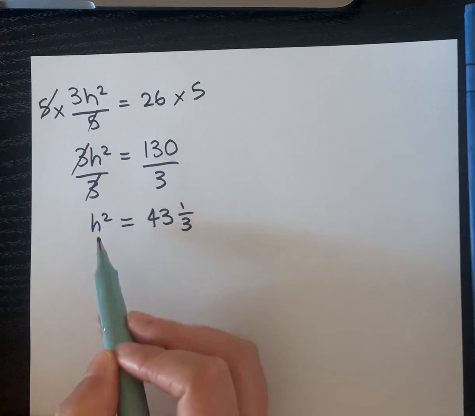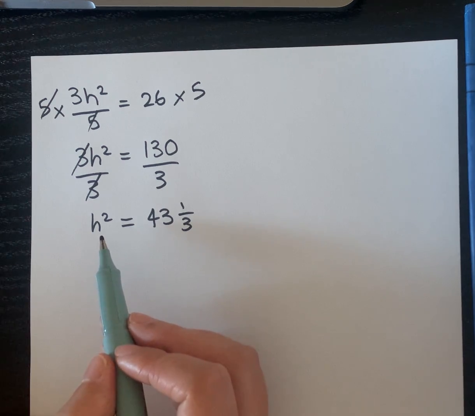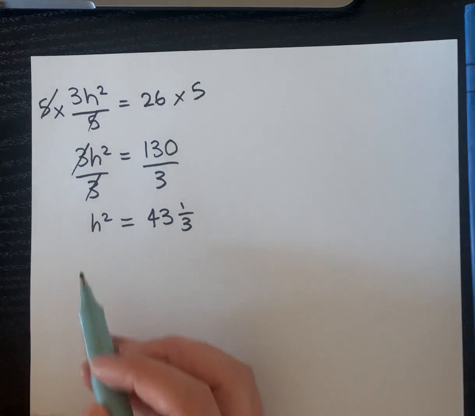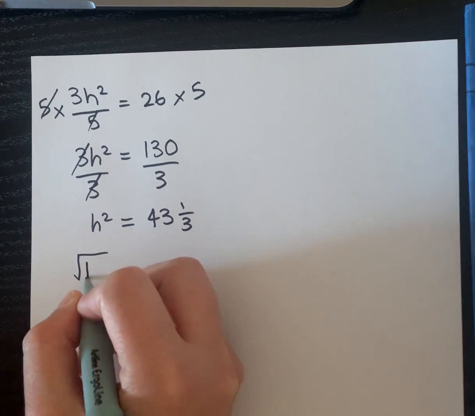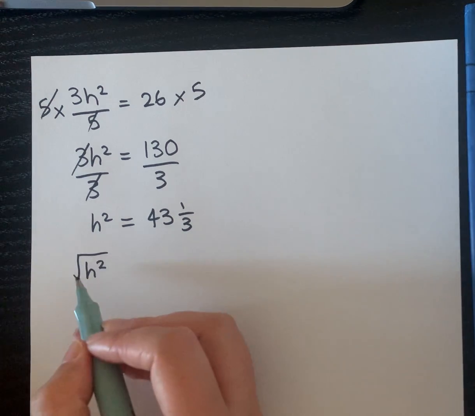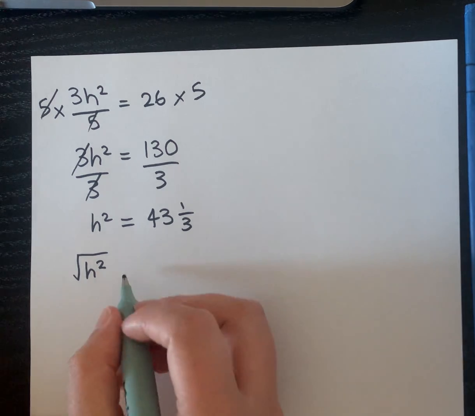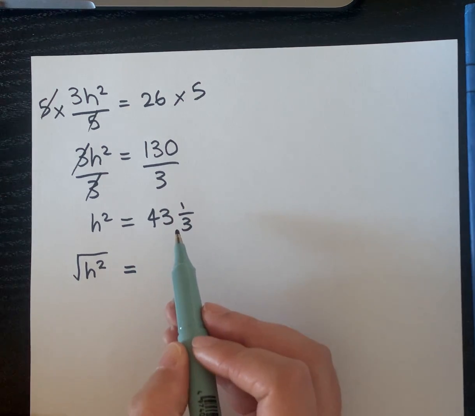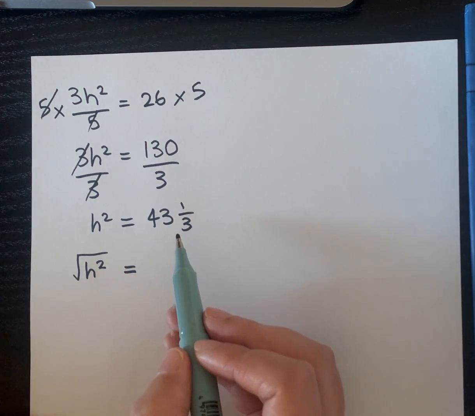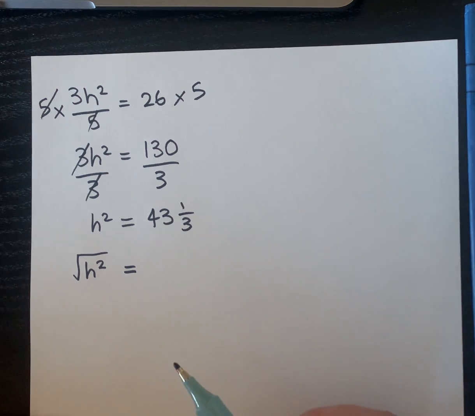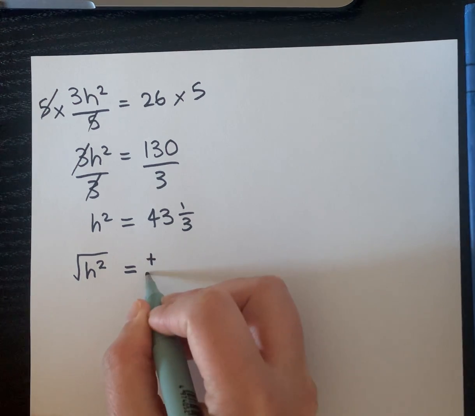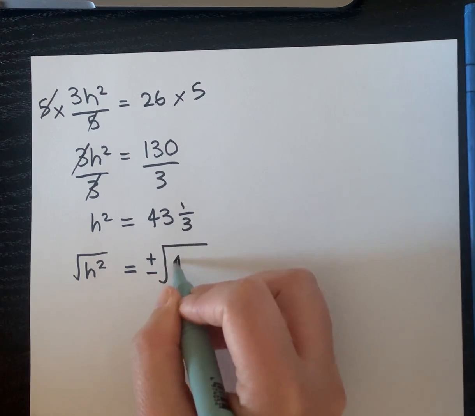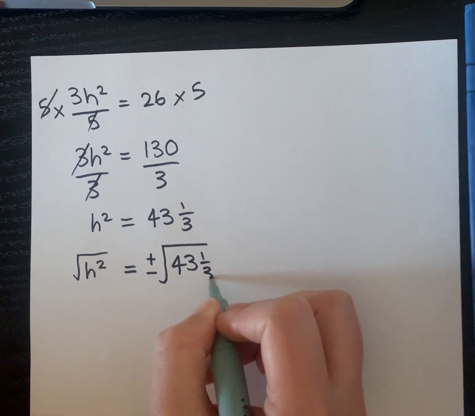We just need to get rid of this power here. So as I said, we need to take the square root of both sides. So square root of h squared, that will just cancel out the power. So we're just left with h. And on the right hand side, we need to take the square root of 43 and 1/3. But remember, when we take the square root, there will be two answers because you'll have the positive square root and the negative square root, and they both work. So we need to remember that we're going to have plus or minus the square root of 43 and 1/3.